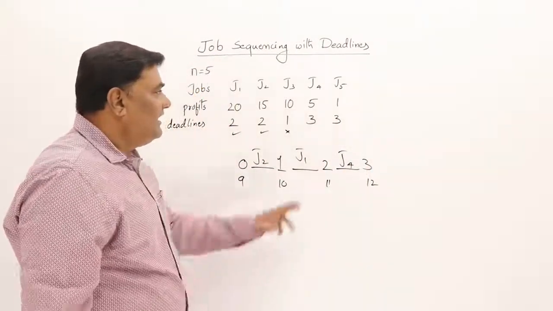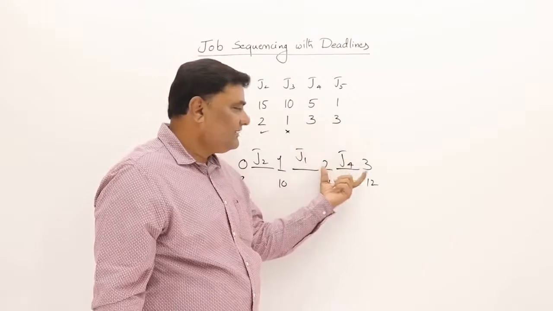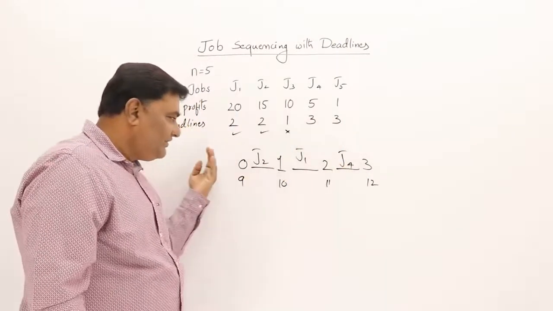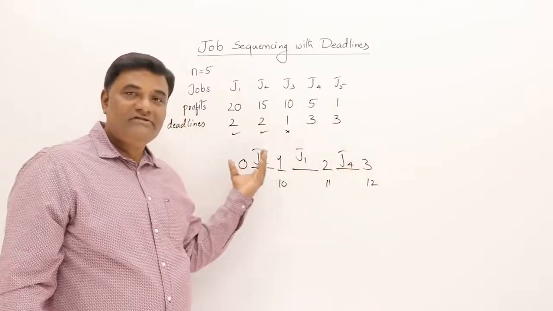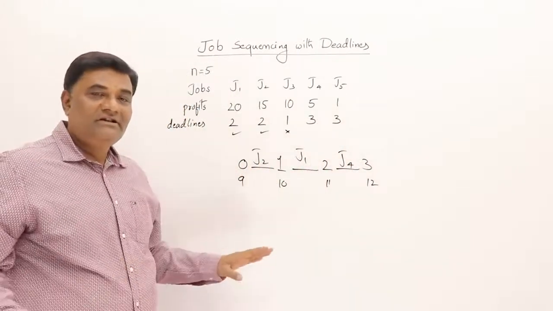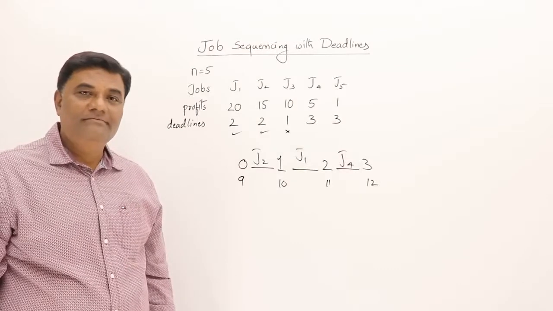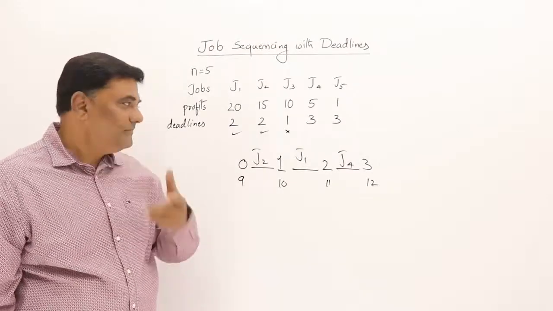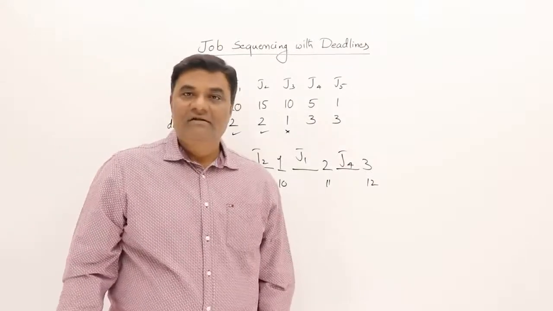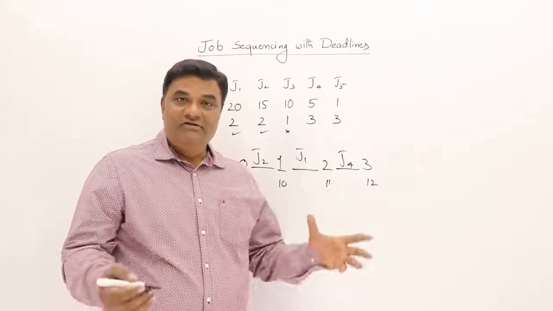So that's it. And what about this job? Third slot is already occupied. Is there any slot free on this side? No. If there is no slot available there, you can look for slots on this side. So there is no job slot available. That's all. We have a solution.